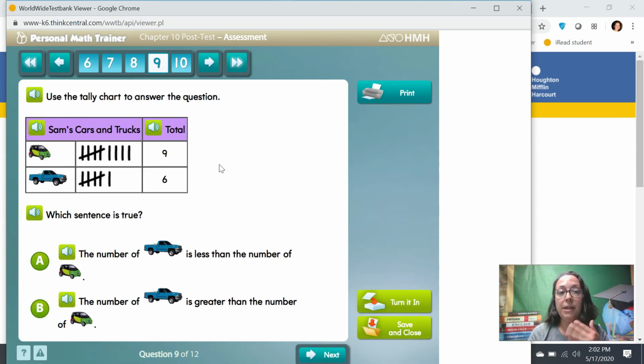All right. Number 9, again, we have the tally chart. This time, which sentence is true? Okay, so ¿qué oración es verdad? Oops, I answered it instead of hitting this. The number of trucks is less than the number of cars. Okay, dice, ¿el número de camionetas es menos que el número de carros? Or, the number of trucks is greater than the number of cars. O el número de camionetas es más grande que el número de carros. ¿Cuál de esos es verdad?